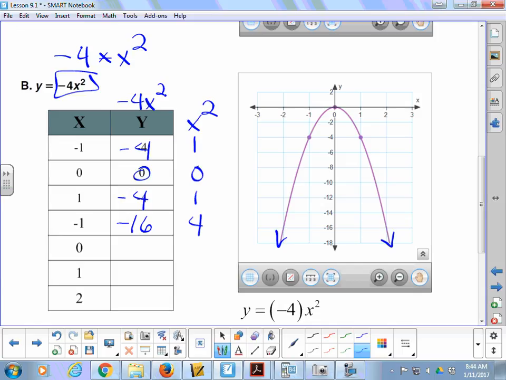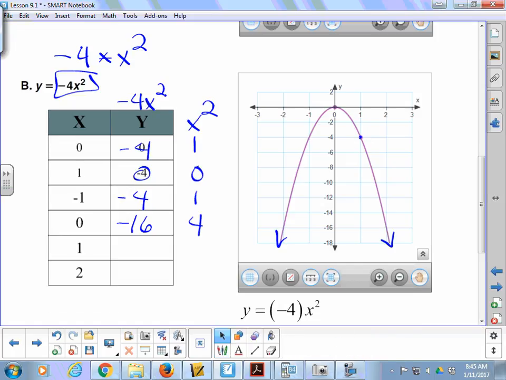And I don't know, my table decided to add some numbers to it. Oops. There we go. Oops, that one's got. There. Okay. Graphing.